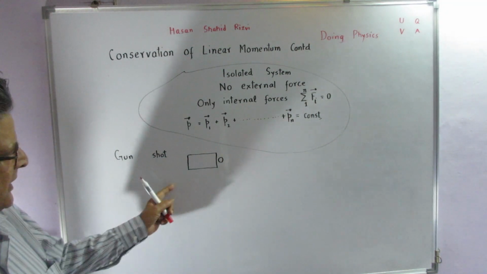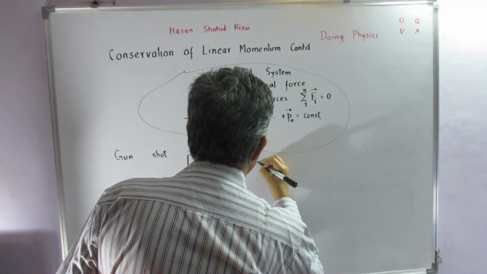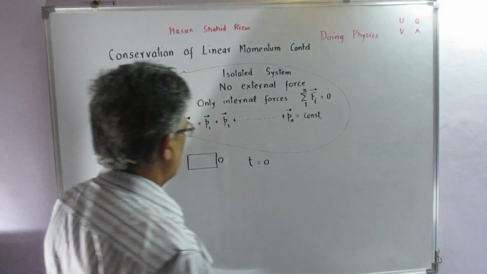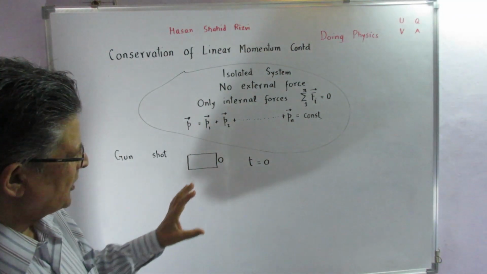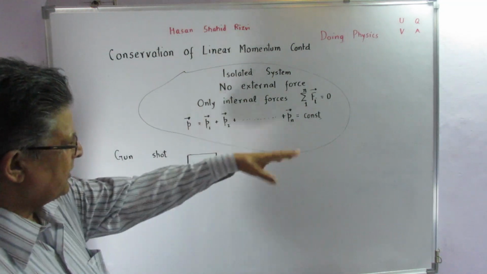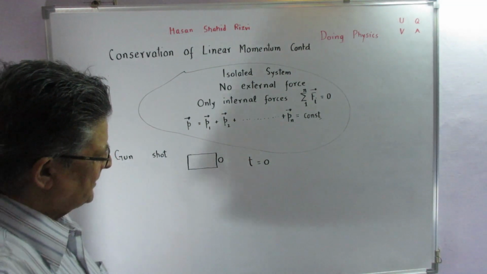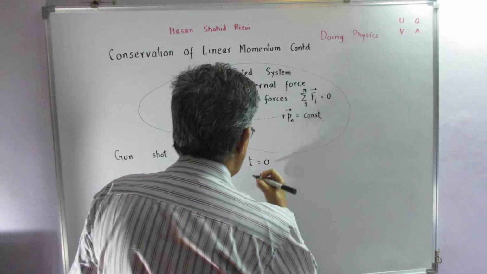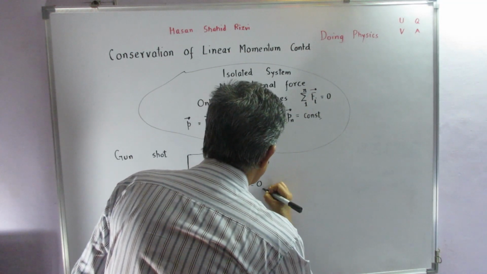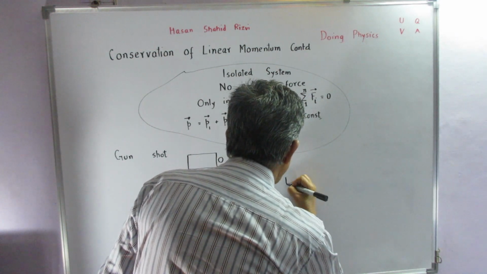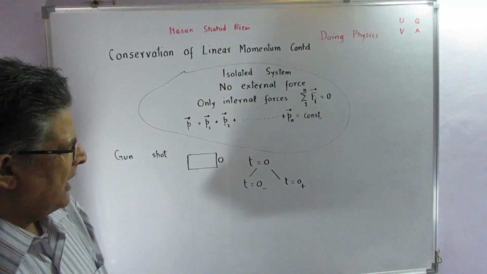Now the gun is shot at a time t is equal to 0, which is also a very funny thing. We don't know when time t is equal to 0 started, but this is what we do in physics, and with time we understand what this is. This is the beginning of the event. This time t is equal to 0 has two aspects. One is t is equal to 0 minus, and the other is t is equal to 0 plus, and both are equal to 0.